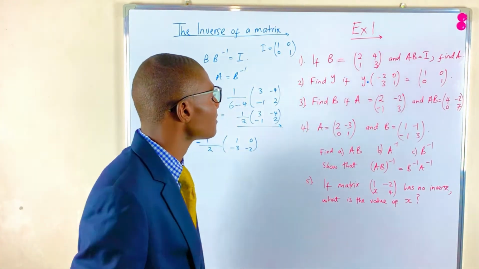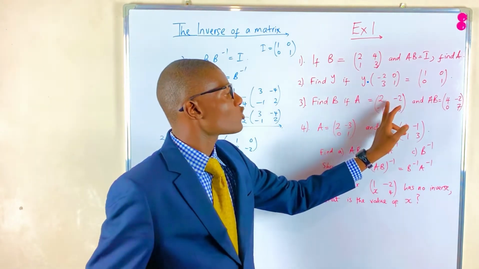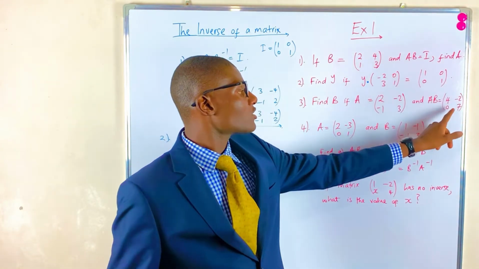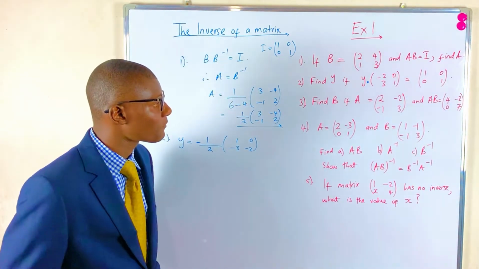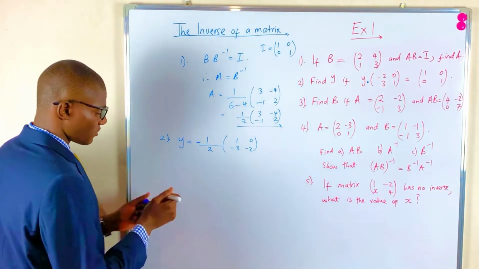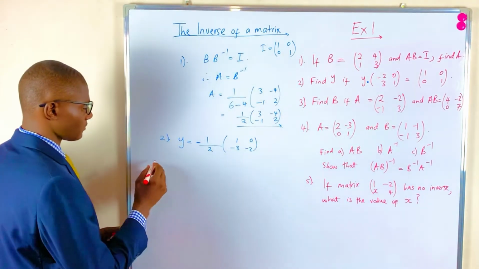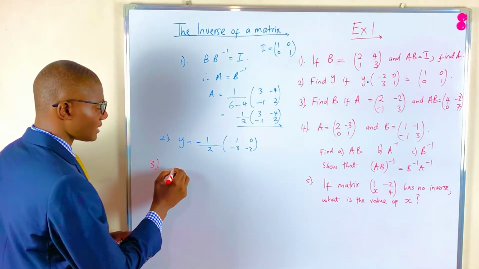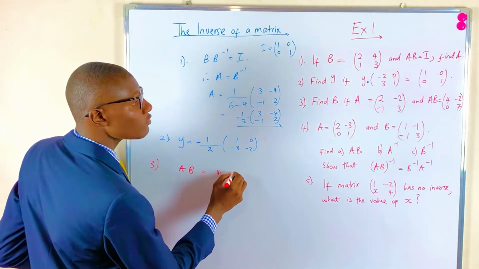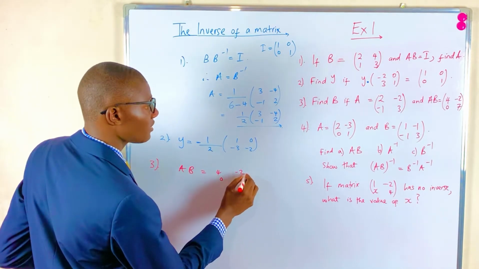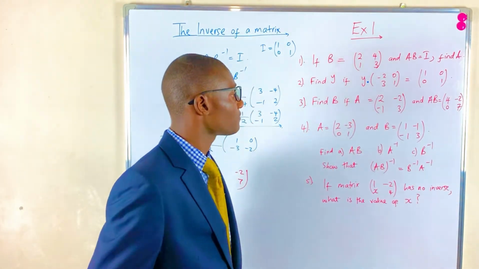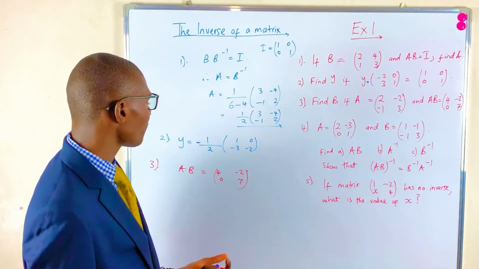Then number 3 says find B if A is equal to 2, minus 2, minus 1, 3, and AB is equal to 4, minus 2, 0, 7. Right. So now we are told that AB, for number 3, is equal to 4, minus 2, 0, 7. But we know the matrix A, which is this. So now what can we do? How can we apply this?